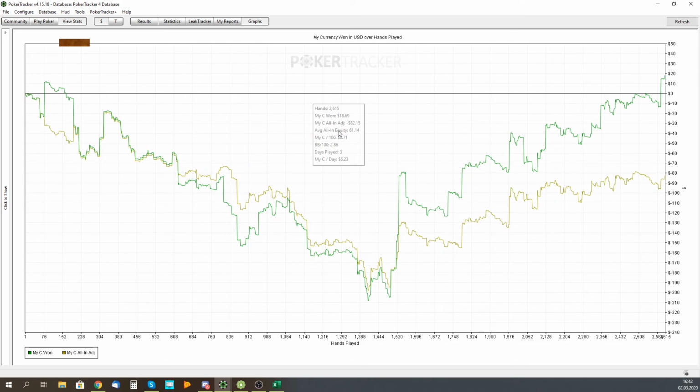Today I want to talk a little bit about the average all-in equity and EV, and what this number actually means, because I mention it all the time. And I've also mentioned in a video earlier that you can't really measure how lucky you are, how good you are, something like that, just by looking at this number, at least in a short sample like this. But I want to go a little bit more in depth about what this number actually means.